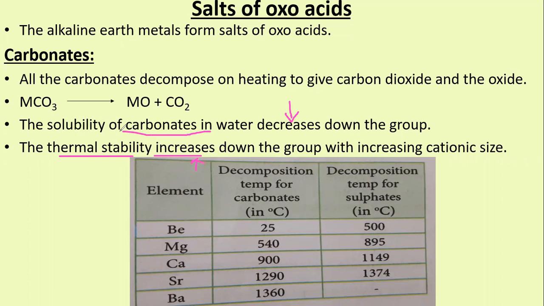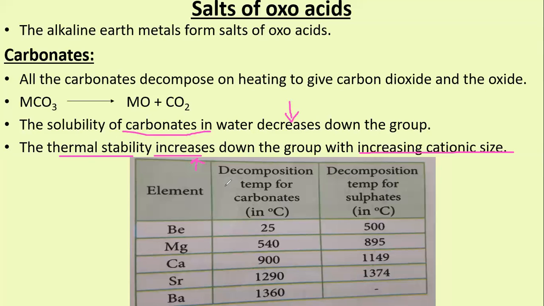The solubility of carbonates decreases down the group. Thermal stability increases down the group with increasing cationic size. So as the size increases, the thermal stability also increases. Here the table is given. Now we check this table.